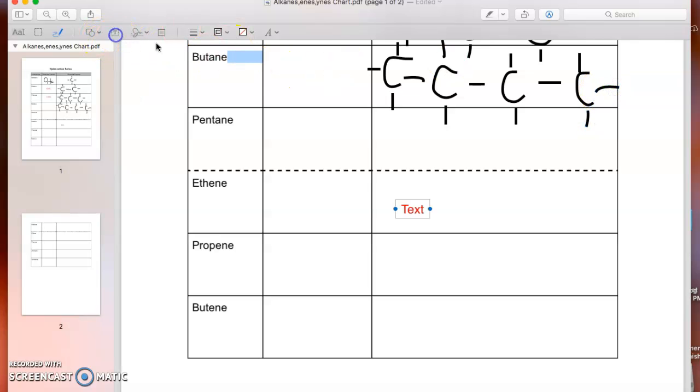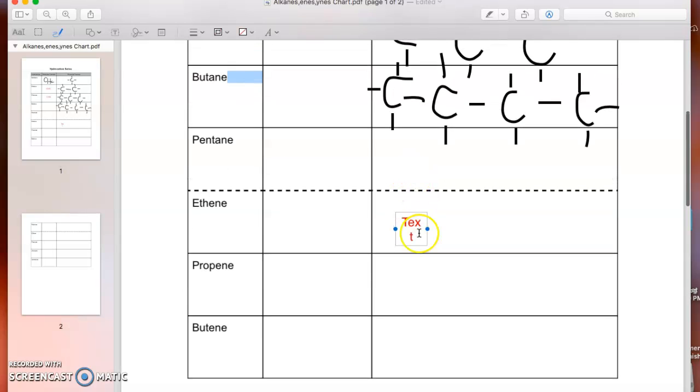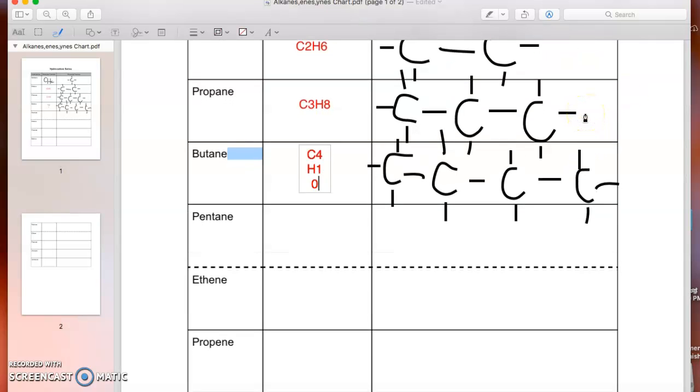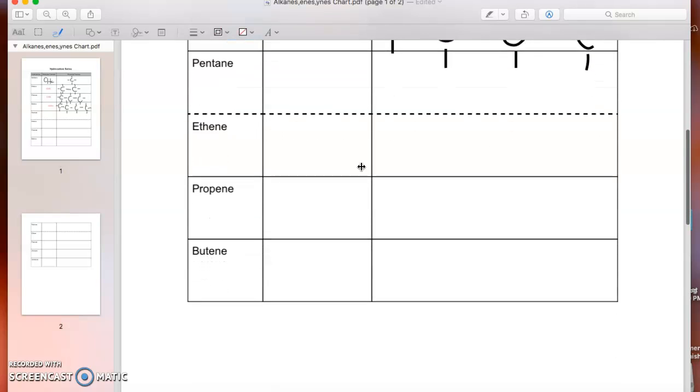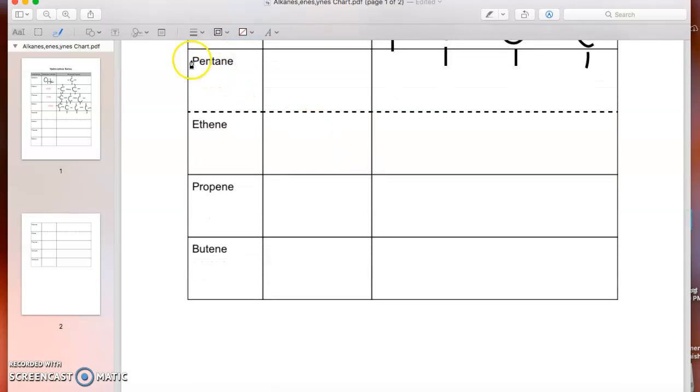Okay, so my formula for this guy would be, sorry, bring this text box up there. Okay, so we have 4 carbons, and then we have 1, 2, 3, 4, 5, 6, 7, 8, 9, 10 hydrogens. So our formula here would be C4H10. Okay, so pentane, I will tell you, is 5 carbons.